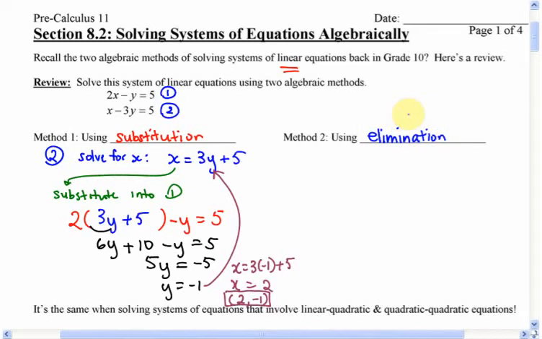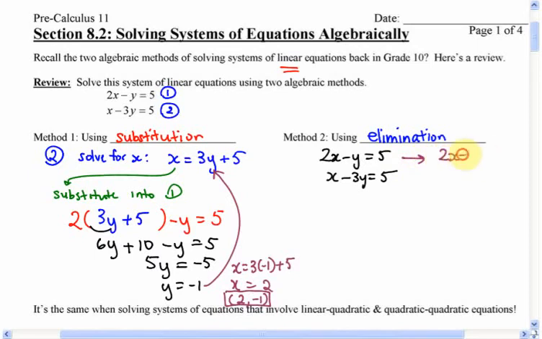Now, elimination asks you to either add or subtract an equation. So you can only do that when the coefficients of one of the variables are the same. Now, if you look at my two equations, I'm going to write them again. 2x minus y equals 5. x minus 3y equals 5. The x's, well, the coefficients are not the same. The y's, the coefficients are not the same. So you have a choice. Either make the x the same or make y the same. You choose. I'm going to choose to make x the same.